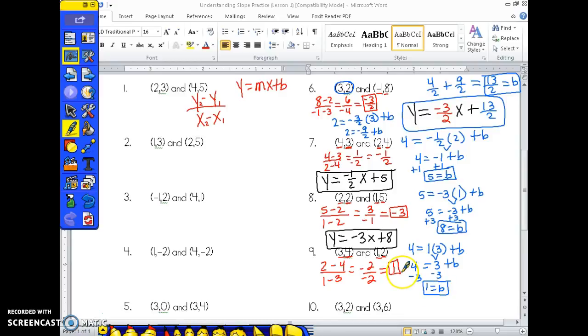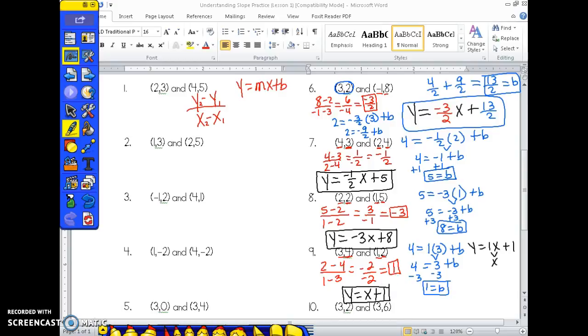Once you have the slope and the y-intercept identified, we have y equals 1 for my slope, x plus 1 for my y-intercept. 1 times x is x. So the equation in the most simplified form is y equals x plus 1.